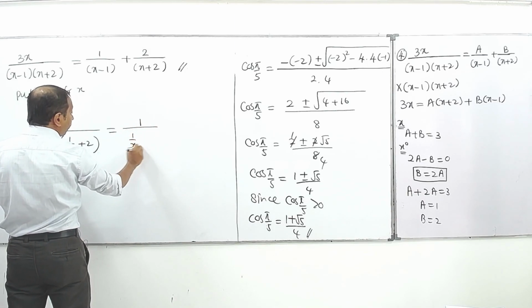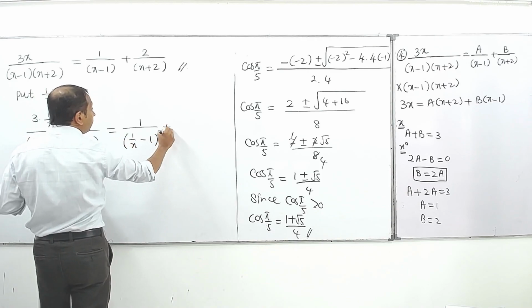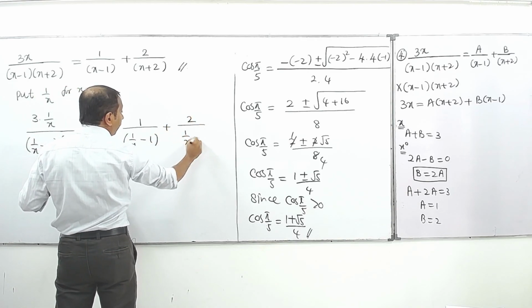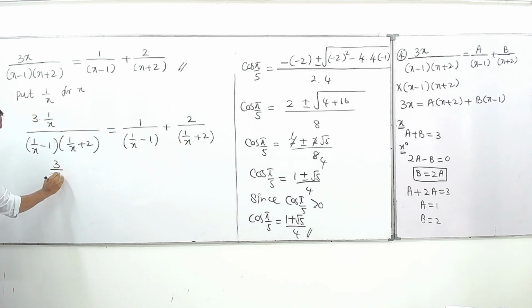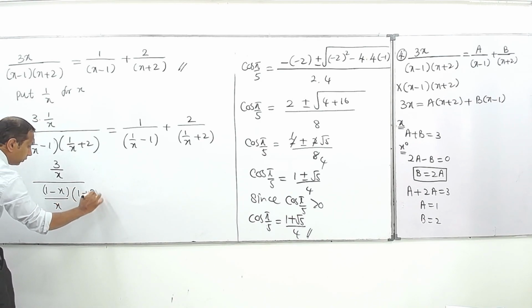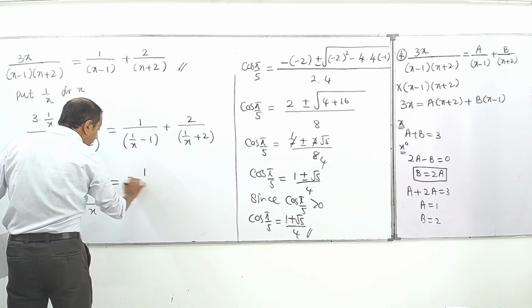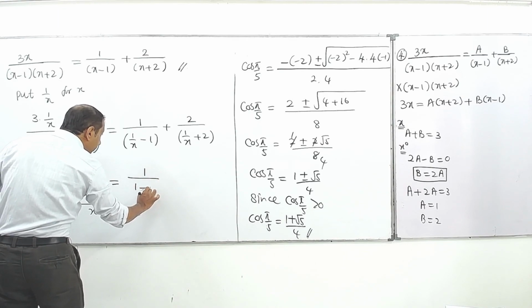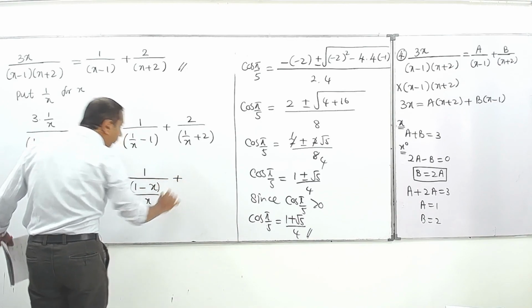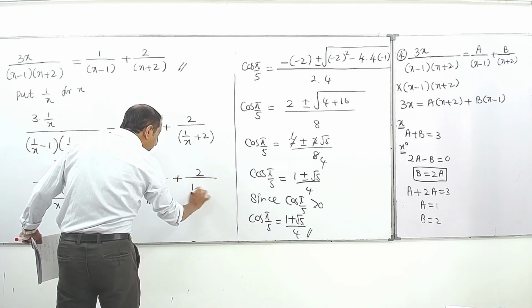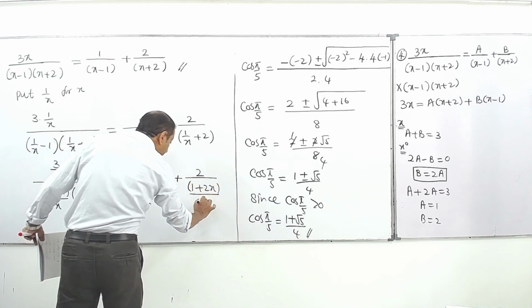Right, 1 over x minus 1 over x plus 2. Right. Here we get 3 over x. Here we get 1 minus x upon x and 1 plus 2x upon x. Right. Here 1 over 1 minus x over x. Here 2 over 1 plus 2x over x. Right.